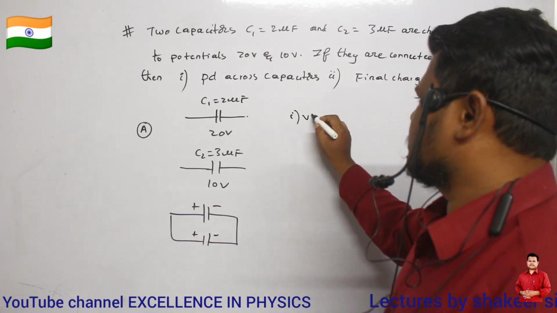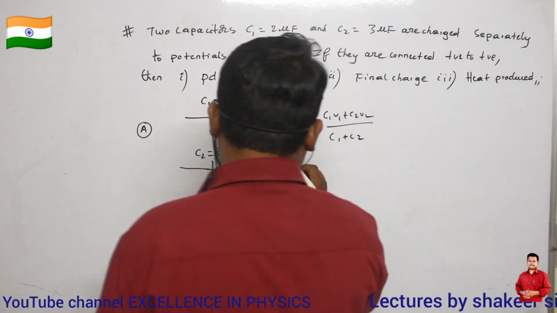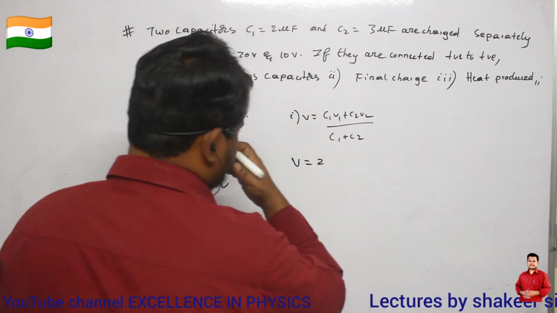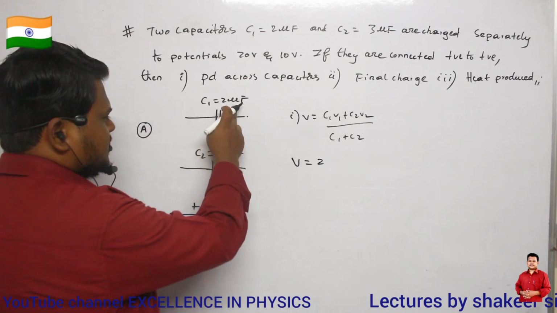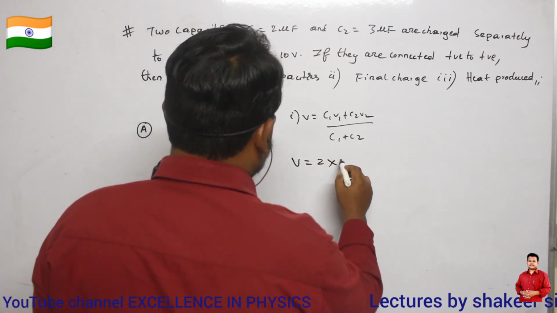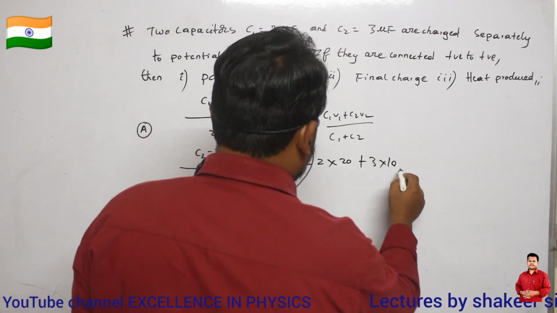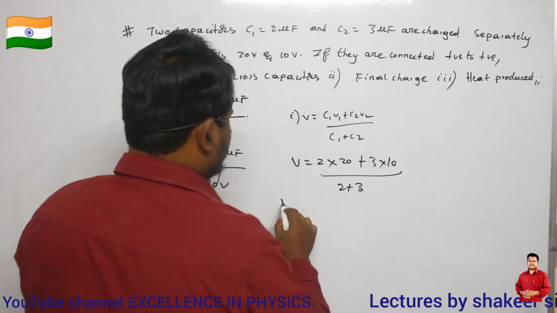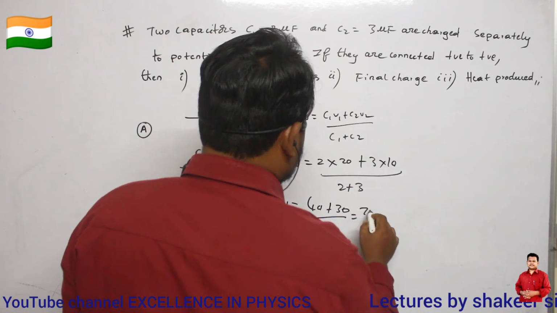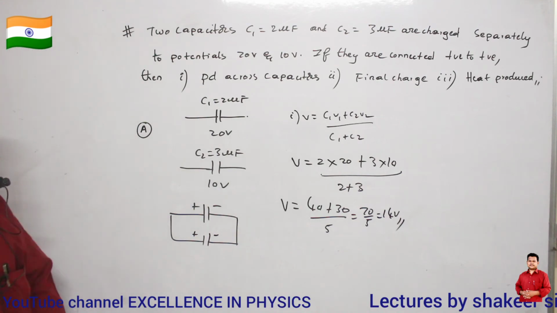So the common potential is C1 V1 plus C2 V2 divided by C1 plus C2. The initial capacitance is 2, I need not substitute micro here, since the denominator and numerator will cancel. The initial potential is 20, plus C2 value 3, V2 value 10, divided by C1 plus C2, 2 plus 3. So V is equal to 40 plus 30 divided by 5, so 70 divided by 5, it is 14 volts. That is the common potential across both the capacitors.